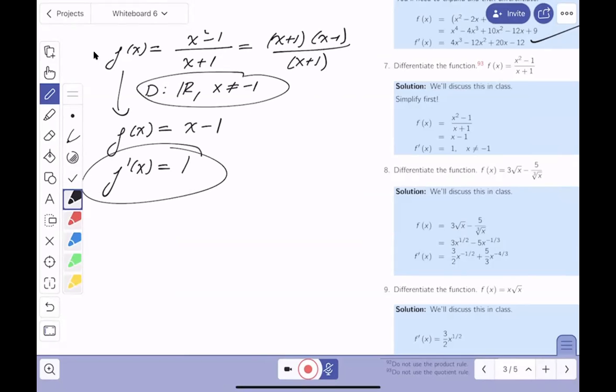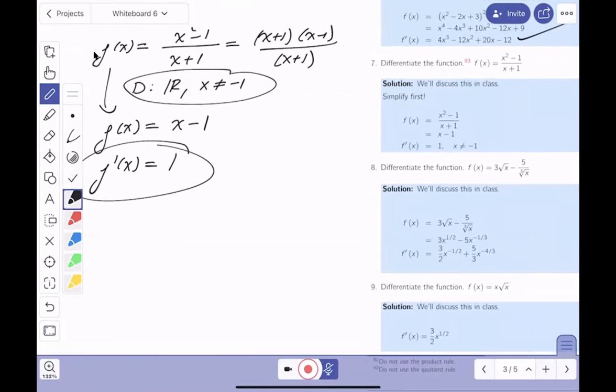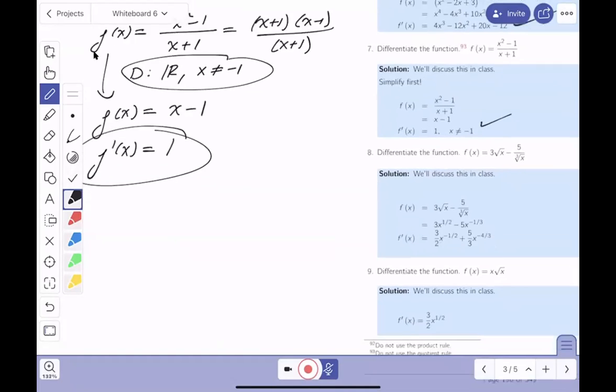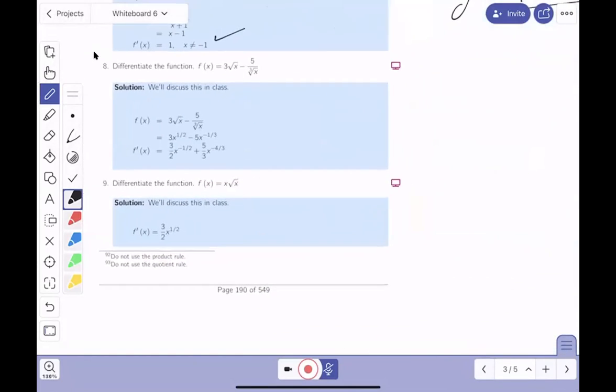Let's take a look at it. And what do they say? They say that f prime is equal to 1 on that domain. They're writing the domain a little differently. They're just simply saying x can't be minus 1. I'm just saying any real number except minus 1. Let's look at number 8.